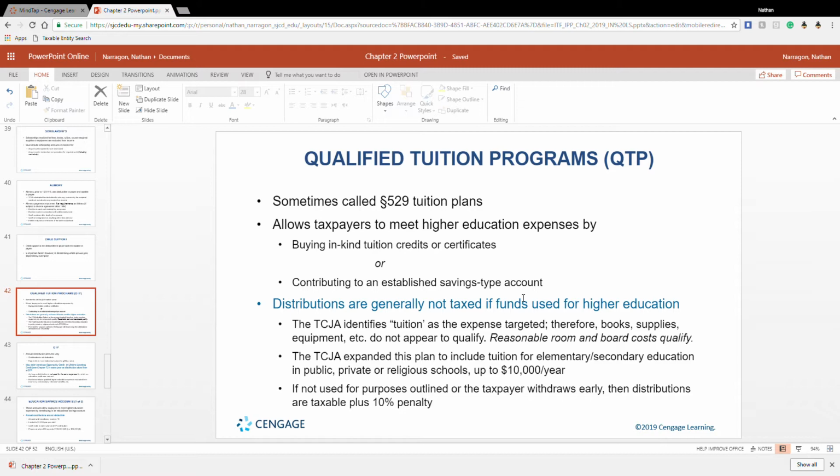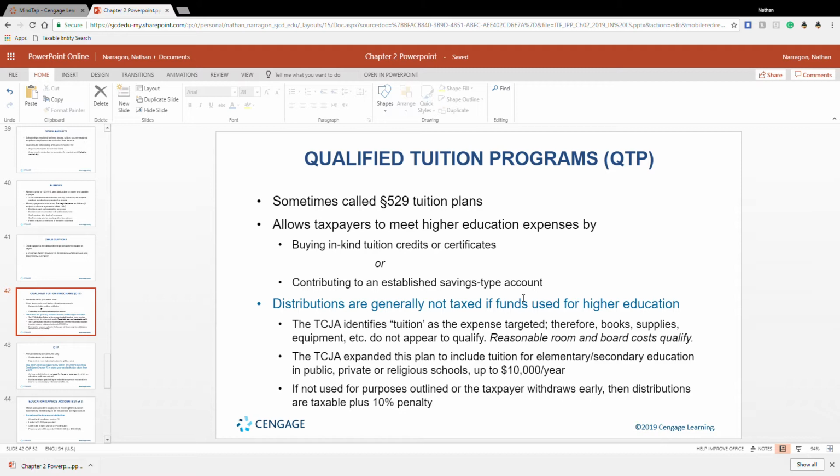But here comes the TCJA. TCJA has now changed some stuff. Distributions are generally non-taxed if funds are used for higher education. So, with these savings plans, because you can get these if you have a child, Section 529 plans. But TCJA identifies tuition as an expense targeting books, supplies, equipment, and etc. Anything else that deals with other ones, those do not appear to qualify.